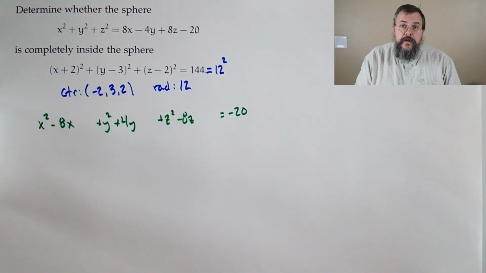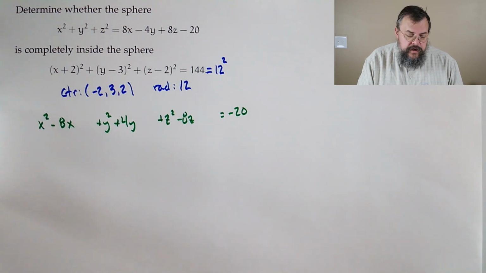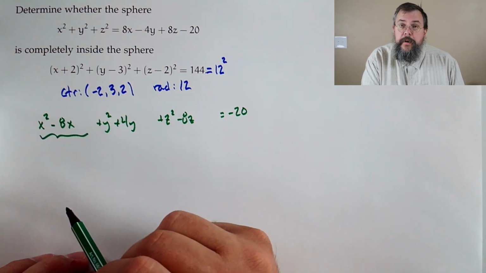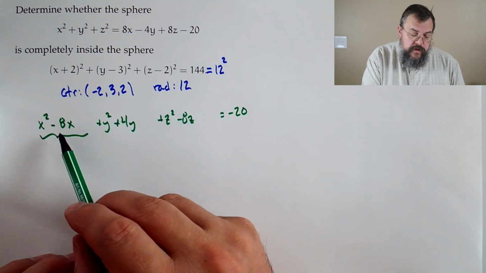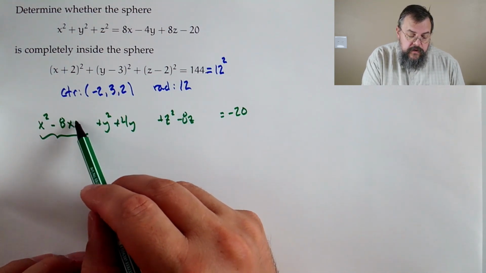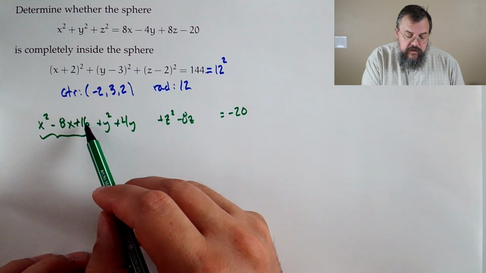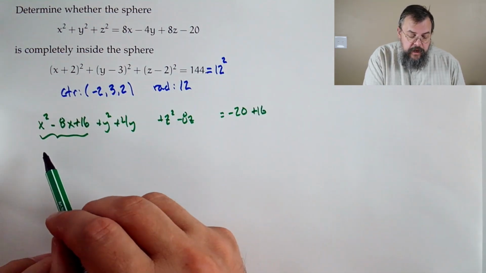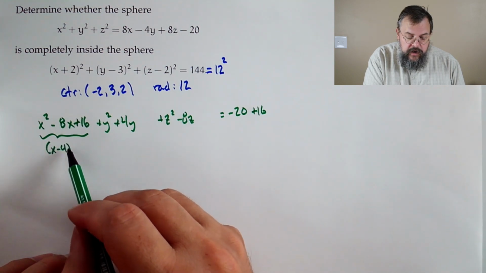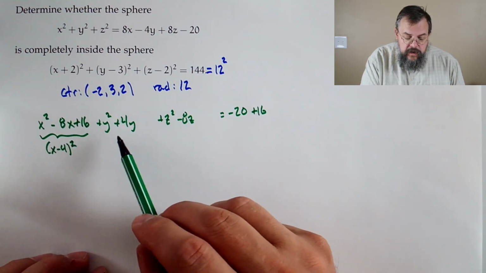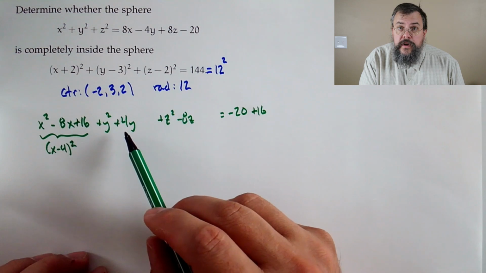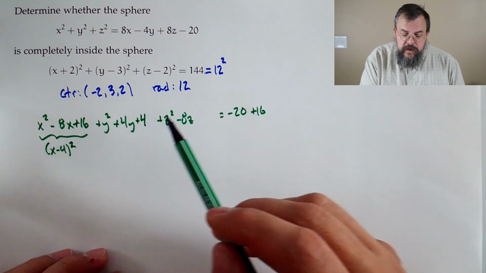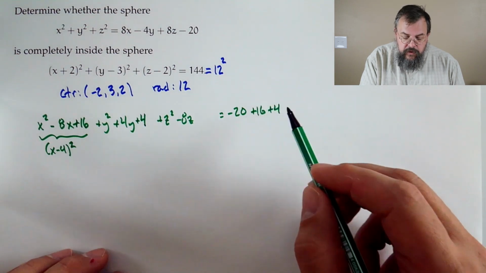Okay, so now complete the square. What would we need to add here so that would be a perfect square? Well, negative 8 divided by 2 is negative 4. Square that, positive 16. So we're going to add 16 over here as well. And that makes this term (x minus 4) squared. Here, 4 divided by 2 is 2. 2 squared is 4. So plus 4. Add it over here as well, plus 4.